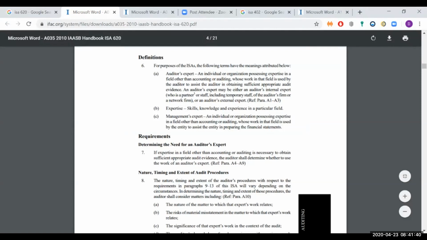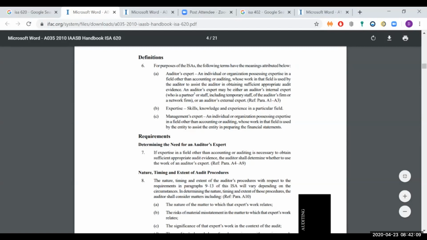Now, what do you mean by expertise? As mentioned, the expert is someone else who does not possess skills in accounting. He possesses skills in other fields other than accounting and auditing. You have to get that clear because otherwise, if you are an expert in accounting, then that's not an expert as per se. Don't forget, you as an auditor are the one who is an expert in accounting matters and in audit matters.